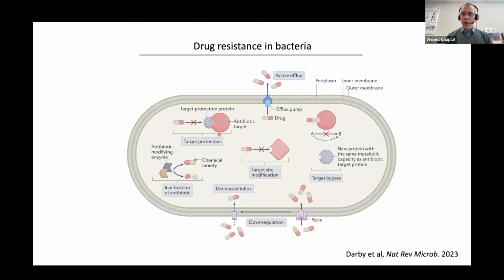The mechanisms at play to create this drug resistance are multiple. Basically, the concept is similar in all these mechanisms: the drug needs to reach its target, and there are many ways to change this phenomenon. For example, we can modify the target, inactivate the drug, or protect the target. What I want to focus on today is the efflux of the drug out of the cell, which reduces the drug concentration inside the cell and protects the cell.